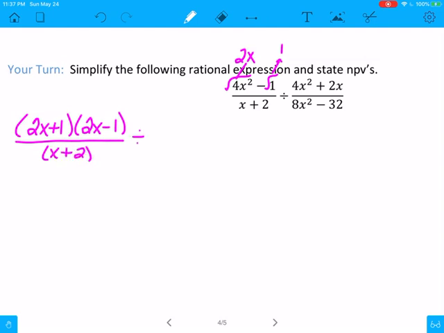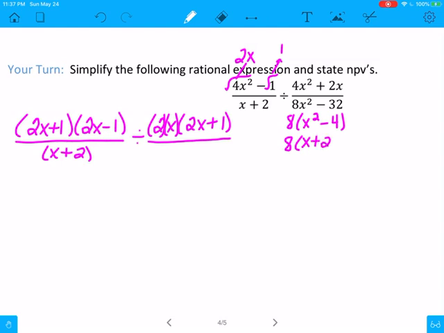The top right, I have 4x squared plus 2x. I can take a 2 and an x out. 4x squared, take out 2x, and I'm left with 2x. And then 2x, take out a 2x, I'm left with a plus 1. And the 2 and the x can go in their own brackets. The bottom, I can take an 8 out. I'm just going to show you here. When I take an 8 out, I'm left with x squared minus 4. And x squared minus 4 is the difference of squares. So I'm actually going to get 8, x plus 2, x minus 2.